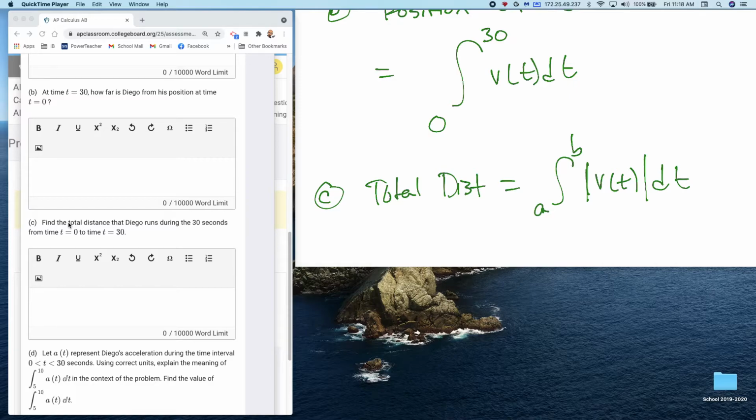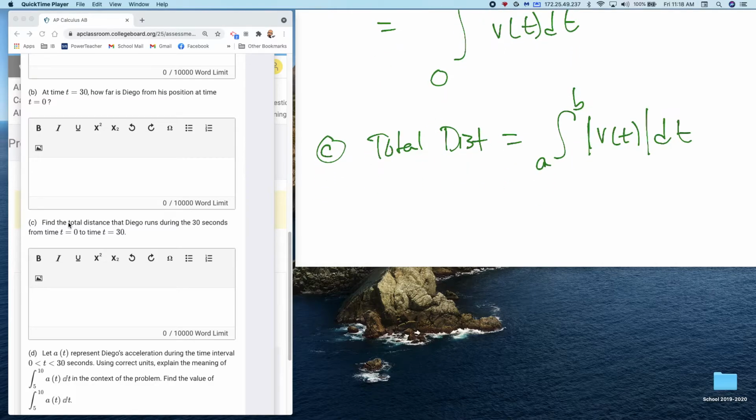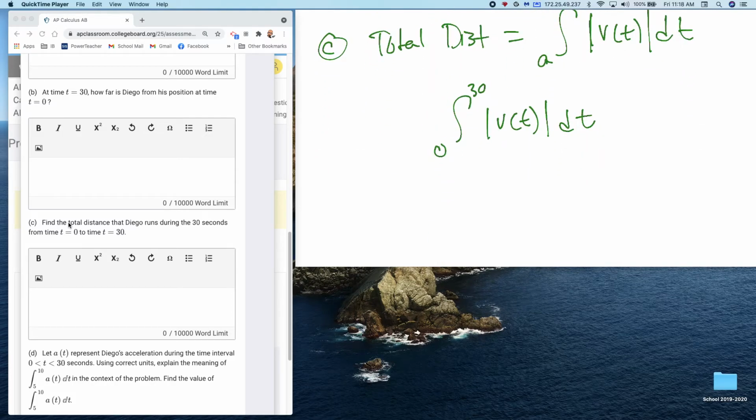So you're going to take this one, and the total distance is going to be the integral from 0 to 30 of the absolute value of velocity. If you're wondering where do I get the absolute value brackets, these are found right next to the 9 key on your calculator. So that's where you're going to get those.